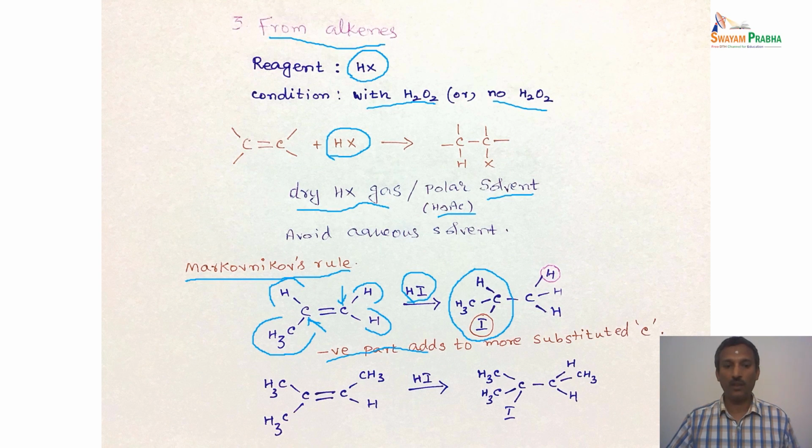So if we take another alkene where we have two methyl groups here, and there is one methyl group and a proton on the second carbon, when HI adds to this one, the I minus basically adds to the most substituted carbon, and hydrogen adds to the other carbon. So this is the Markovnikov rule.